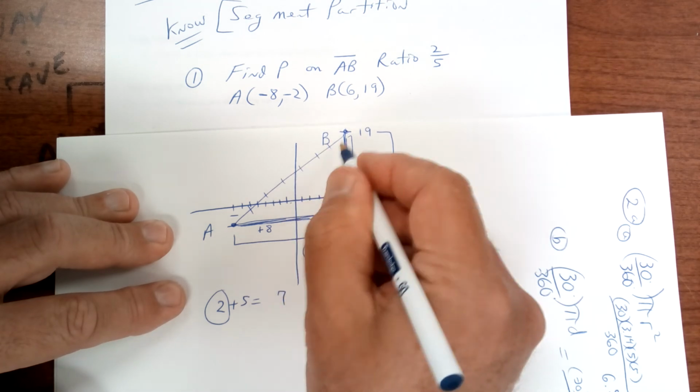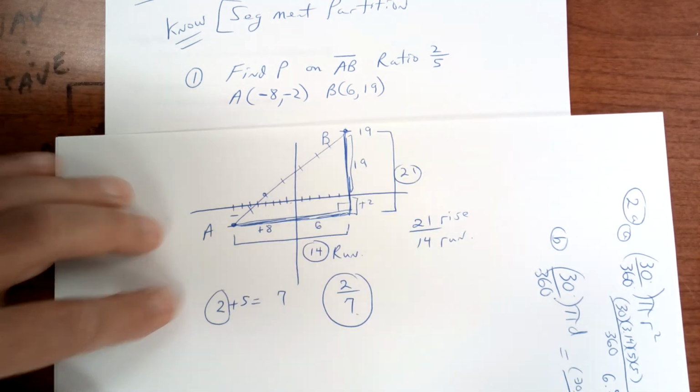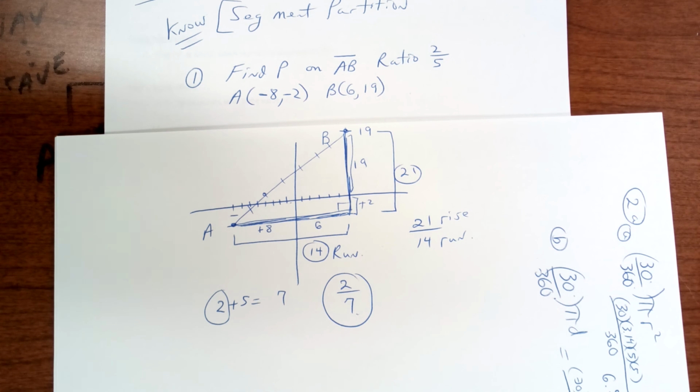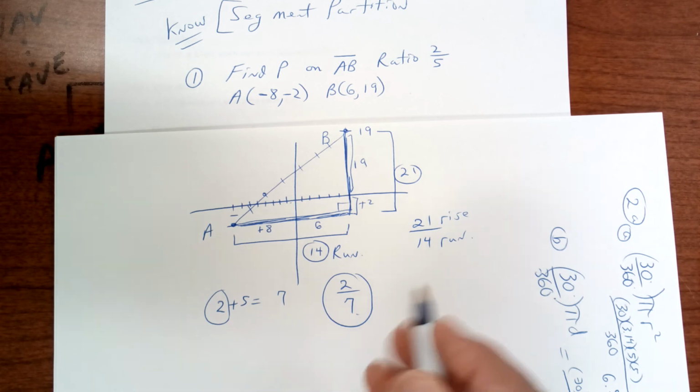6, 7. So 2 out of 7 should be about right there. So I know right around where the answer is, okay? But we're going to figure out the specific answer, okay? So let's take 2 divided by 7 and get a decimal.